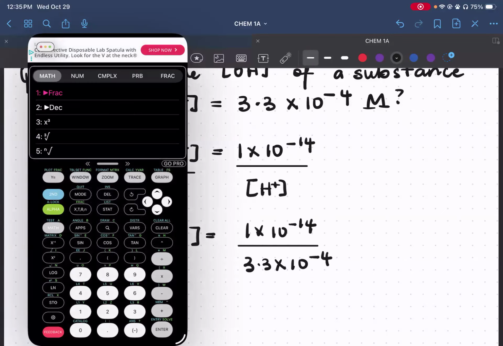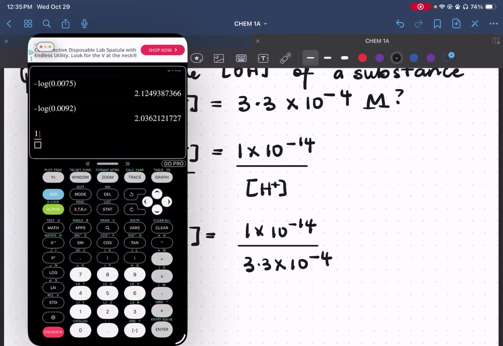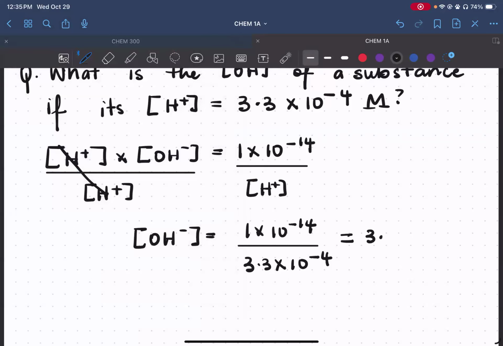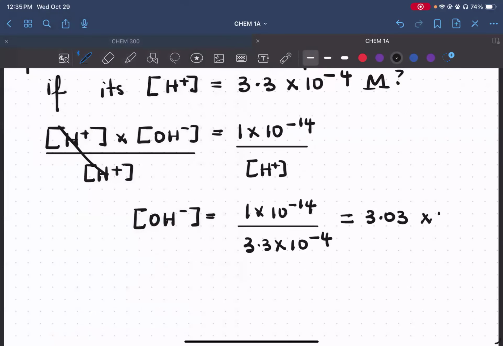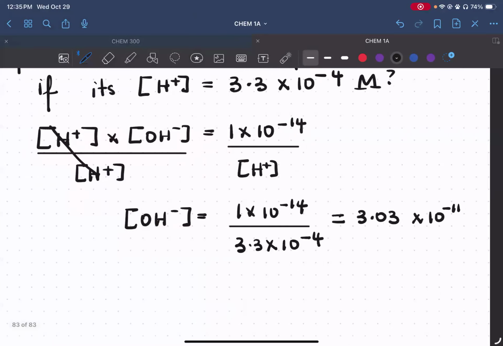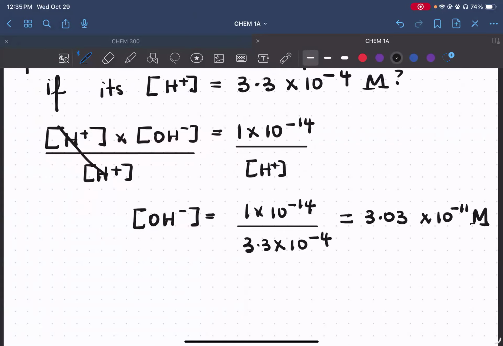We can put this in our calculator. On top, we have 1 times 10 raised to the negative 14. On the bottom, we have 3.3 times 10 raised to the negative 4. We see here that we have 3.03. Let's make sure I wrote that number correctly. 3.03, it's repeating numbers, so that's fine. Times 10 to the negative 11, where since we're calculating concentration, there is a unit associated with it, aka molarity.